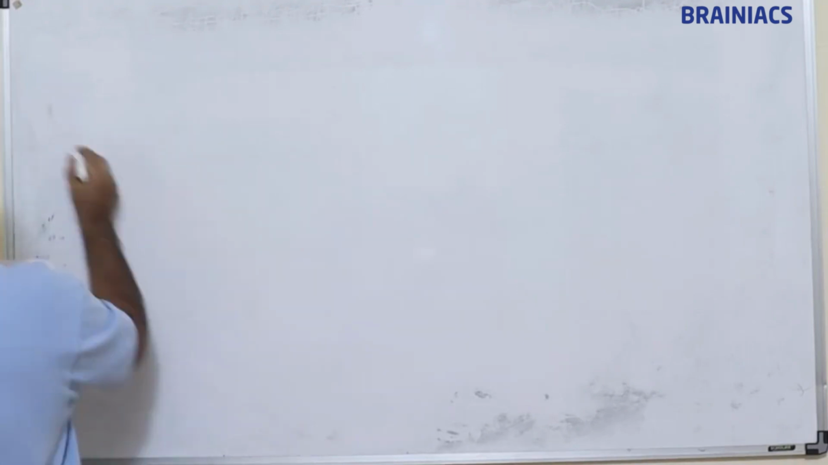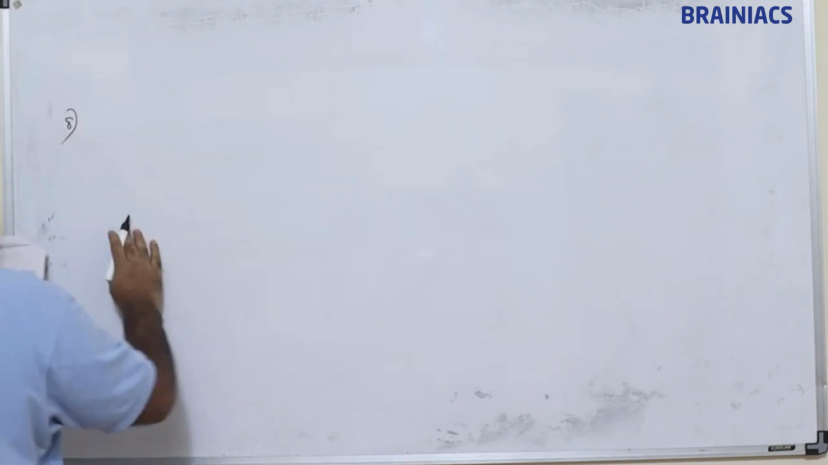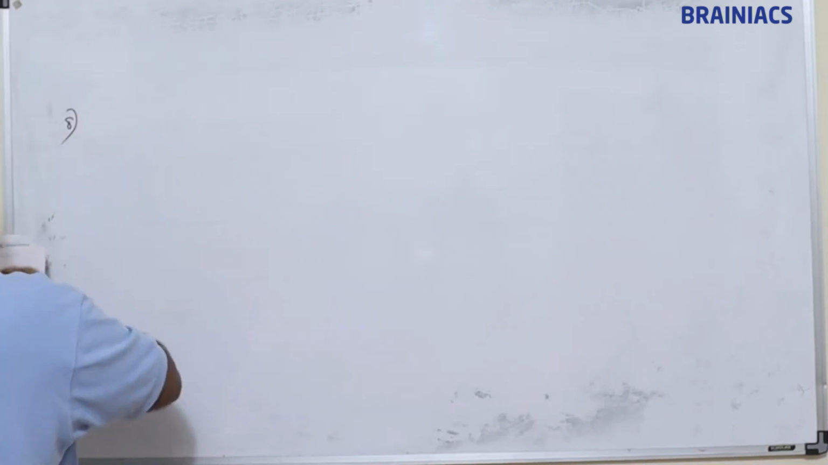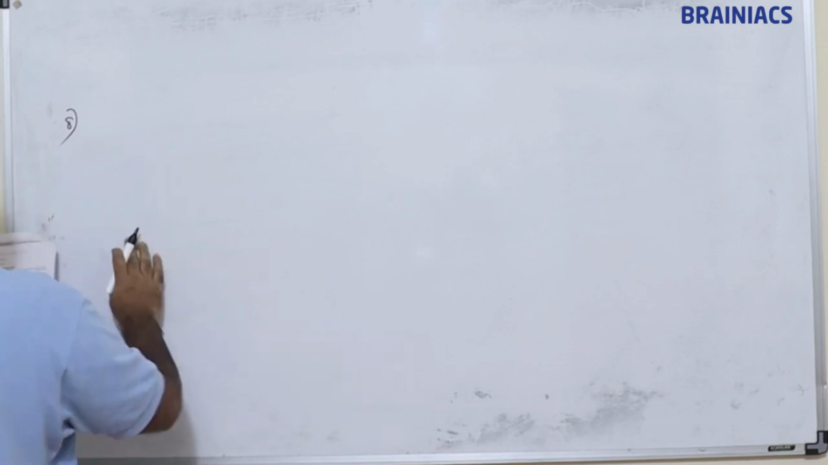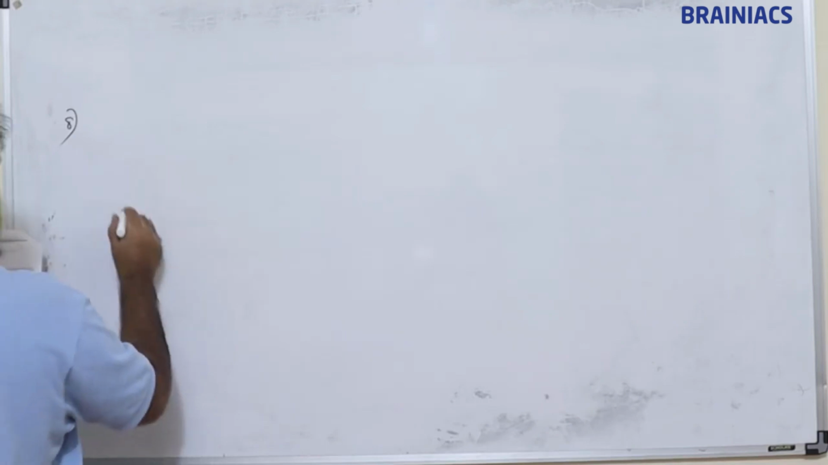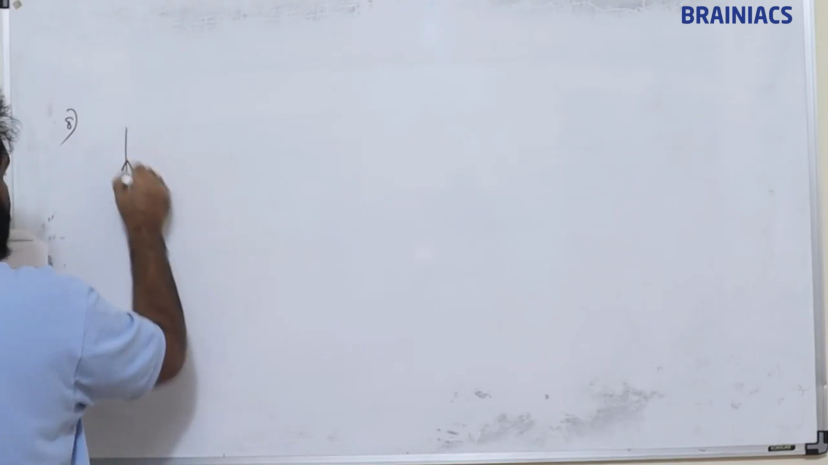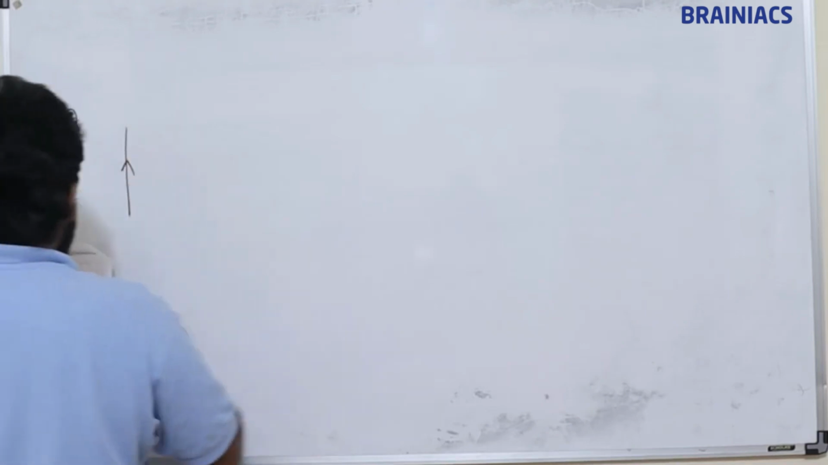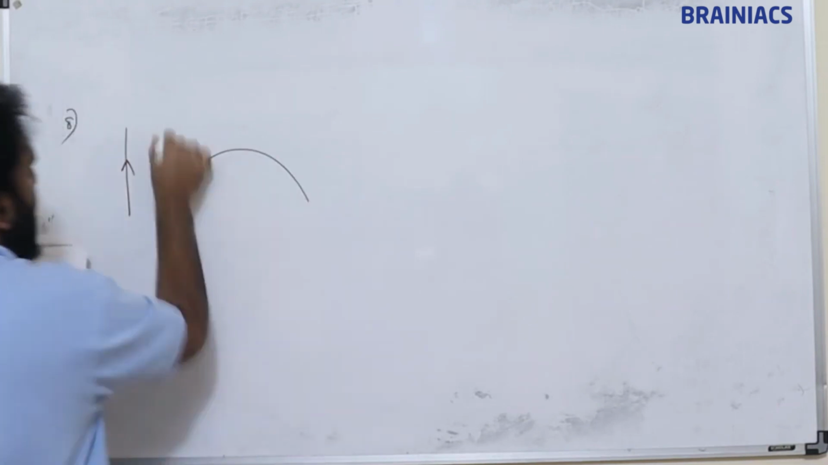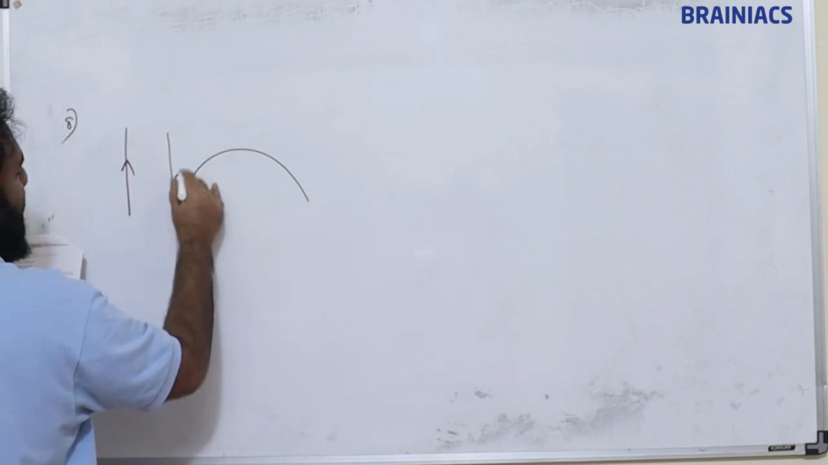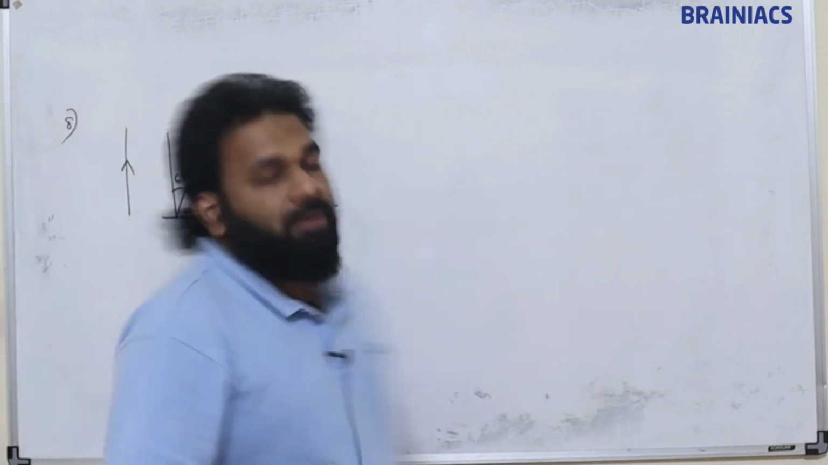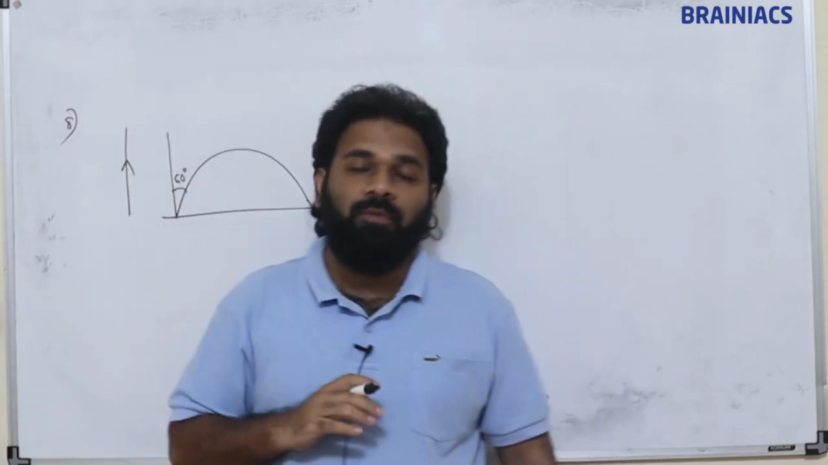So, okay, eighth question. Two balls of the same mass, one is projected exactly upwards, and the other is projected at an angle of 60 degree with the vertical.